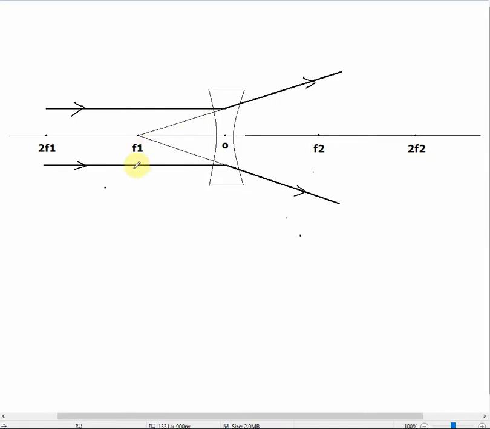Now the characteristics of this image: we can understand that it's a virtual image, definitely, because virtual lines are meeting at a point. So it's a virtual image and they're meeting at a point. That means the image is a point image, point size image. Also it is at the side of the object. The object is at the left side of the lens, and the image is also at the left side of the lens. Okay, so this is the first case we have done.